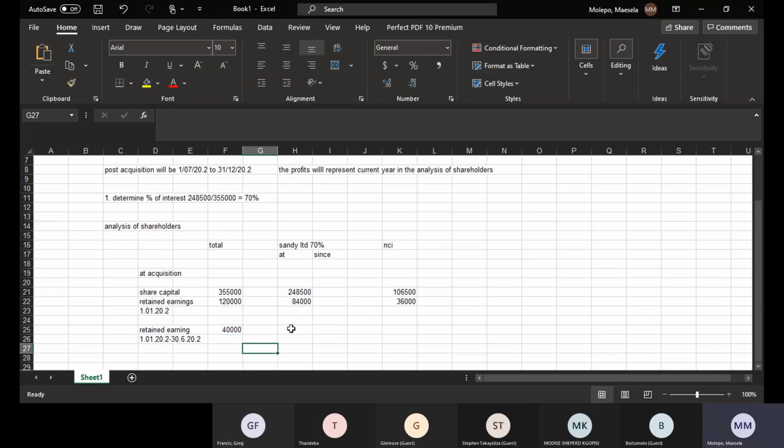So we do our percentages in terms of the 70% versus the 30%. We're going to have the 28,000 here, and then we have the 12,000 here.